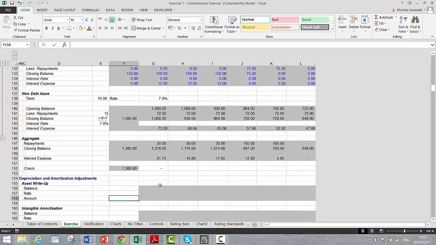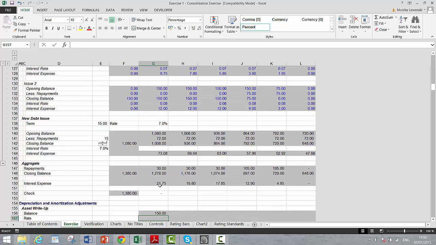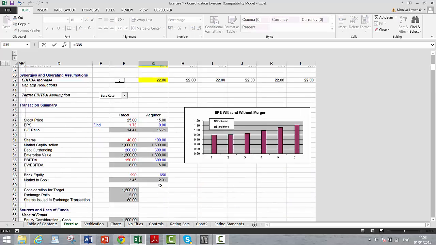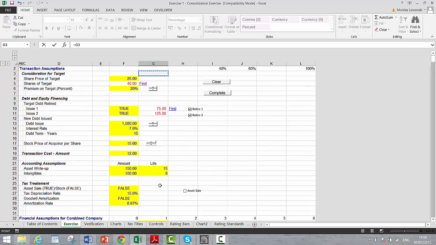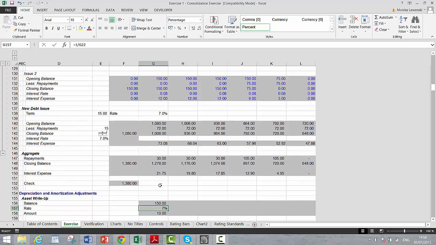Now we can do a similar, not exactly the same thing, with the adjustments for the accounting, because in the goodwill, we have an asset write-up. Okay, and I think we input some sort of depreciation. Well, we put a lifetime here, so let's make this 1 divided by the life, and then we get some additional depreciation. Now we have to be very, very careful with this one. This is depreciation for book purposes and not for tax purposes.